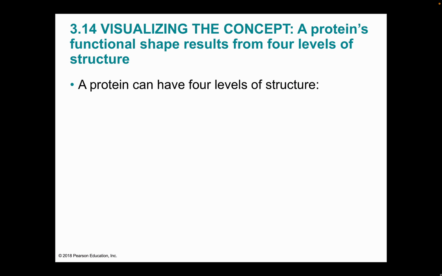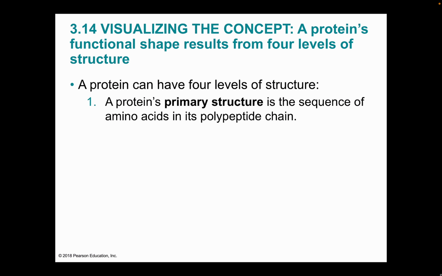All right. So a protein can have four, and this is where proteins can get a little bit tricky to understand, but this is really hammering home that notion of structure and function. So a protein can have four levels of structure. We refer to those levels as primary structure, secondary structure, tertiary structure, and then quaternary structure. So a protein's primary structure is really just the sequence of amino acids in its polypeptide chain.